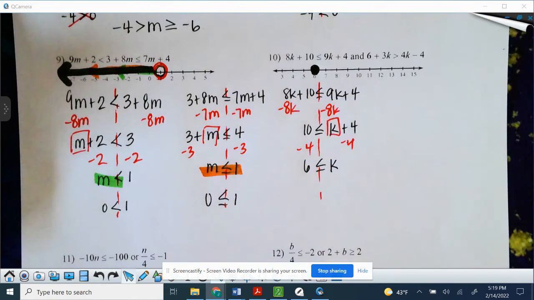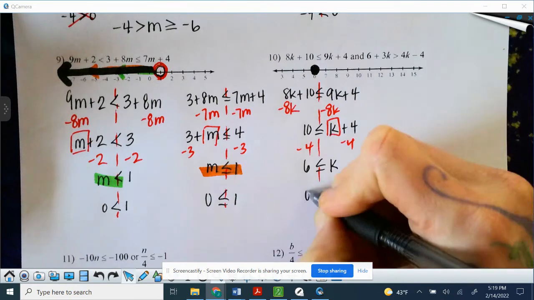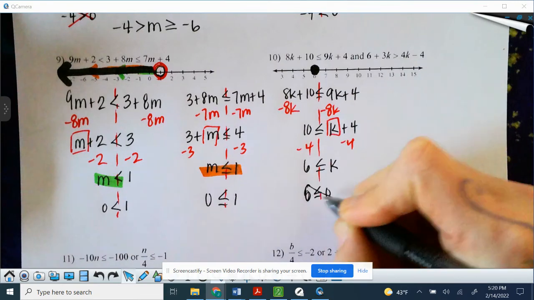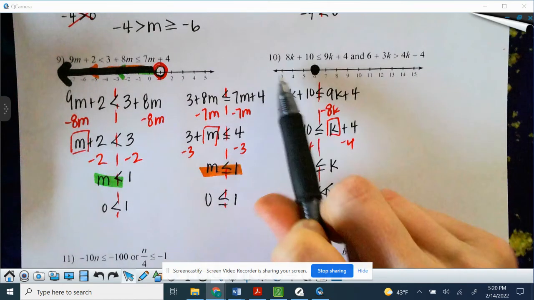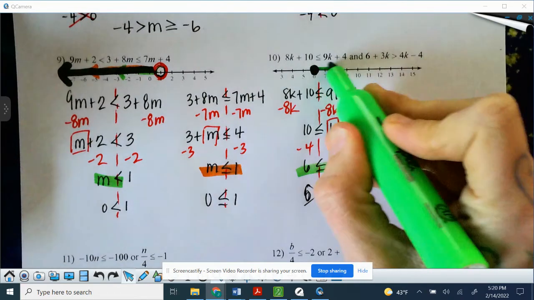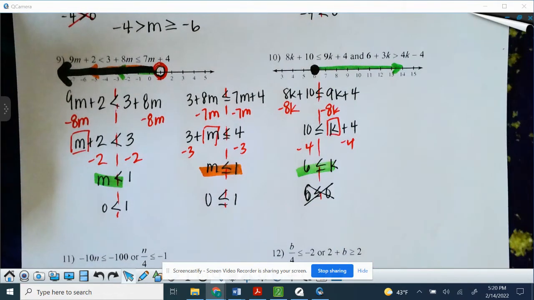And then we can do our test point. 6 is less than or equal to 0. 6 is not less than or equal to 0. So we're not going to shade towards 0. We're going to shade the other way. So I'm going to shade this direction. Then we have to solve our other one.